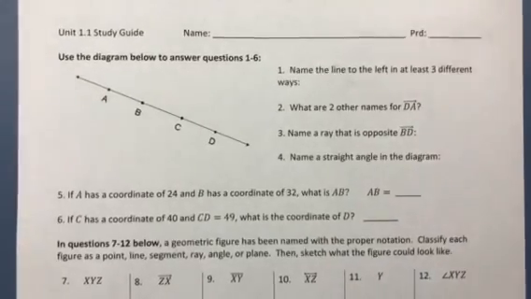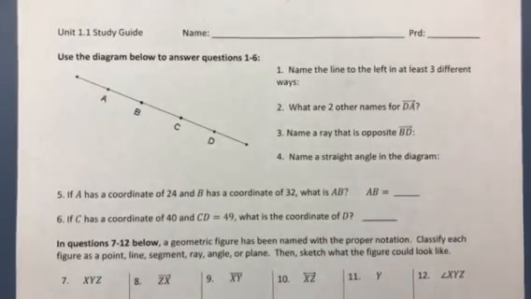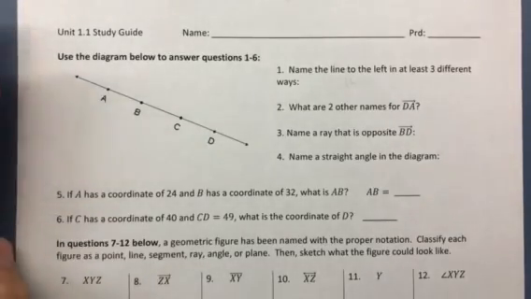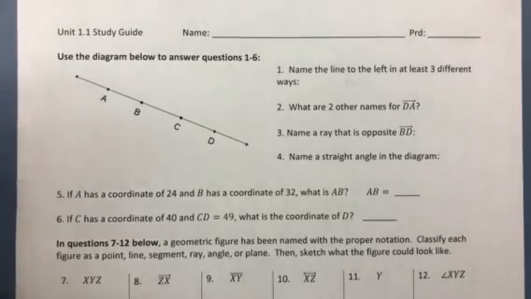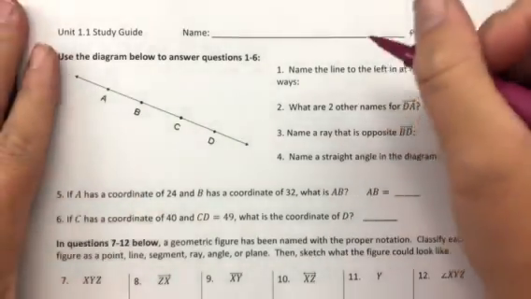All right, this is the study guide, page 1 key. For questions 1 through 6, we're using this diagram. In number 1, name the line to the left in at least 3 different ways. There are more than 3 different ways, so you can use any 2 points in any order.